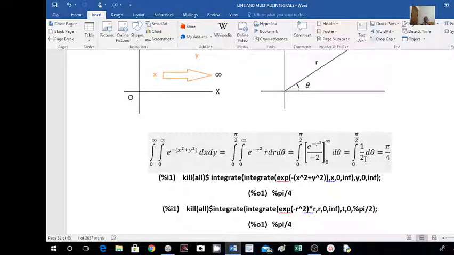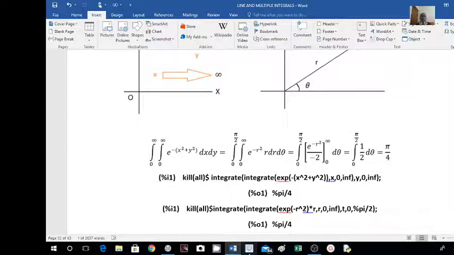Again, if I integrate this, keeping 1 by 2 as it is, the integration of d theta is theta, substituting the limits 0 to pi by 2. Upper limit pi by 2, lower limit 0. So the integration of d theta from 0 to pi by 2 is pi by 2, and with the 1 by 2, this is 1 by 2 into pi by 2. So the value is pi by 4.